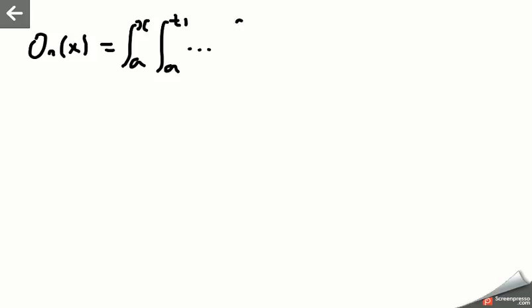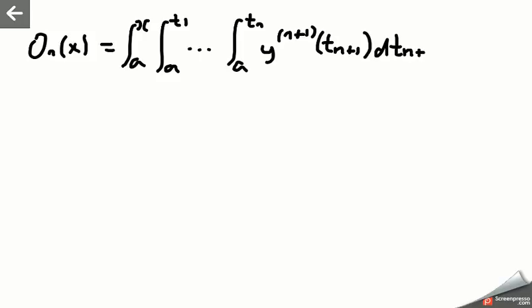Okay, so we know that O_n of x is equal to the, what is it equal to again? Yeah, the integral from a to x of the integral from a to t1, keep going all the way up to the integral from a to tn of y differentiated n plus 1 times at the point, with the dummy variable t_{n+1}, d t_{n+1}, all the way down to dt2 dt1.